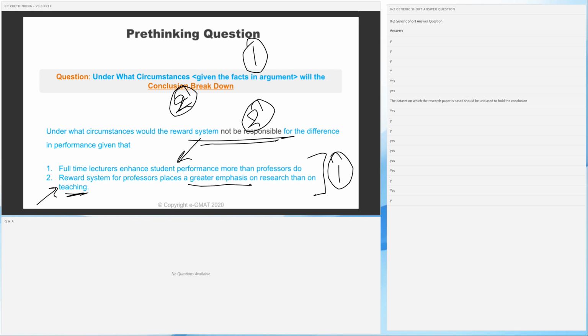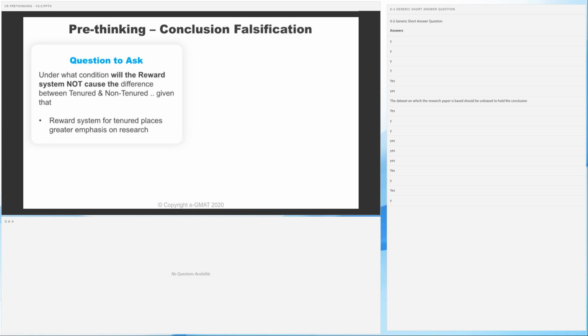Now there's an answer to say the data set is an unbiased data set. You know, that's one of the easiest ways to break an argument down. It's a correct answer, but not something that you're going to see in a CR question, especially that's 600 level or above. Why? Because the easiest way to break the argument down is to really say, hey, the basis of the argument is wrong.